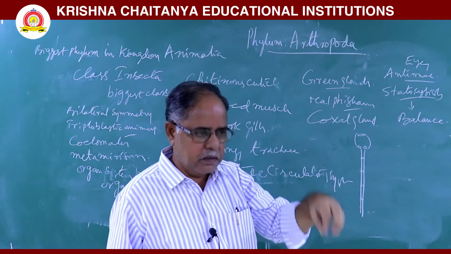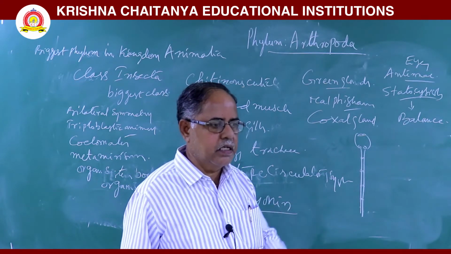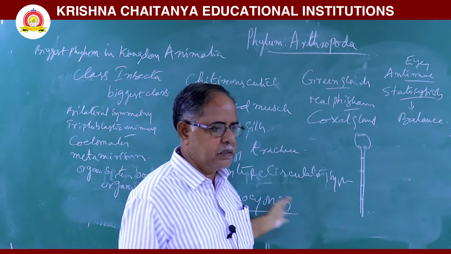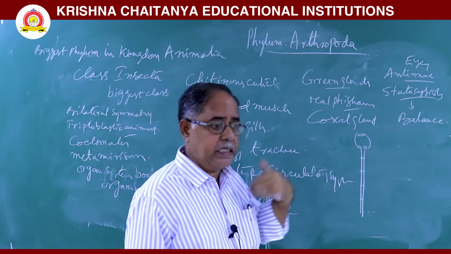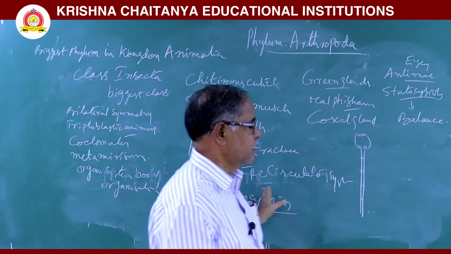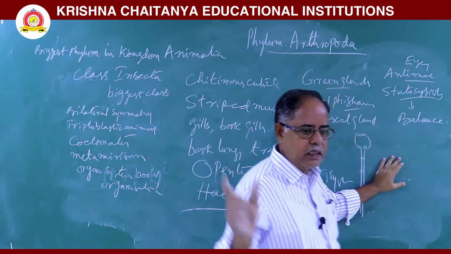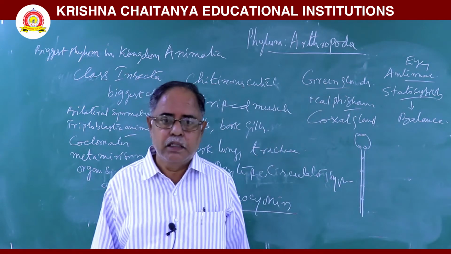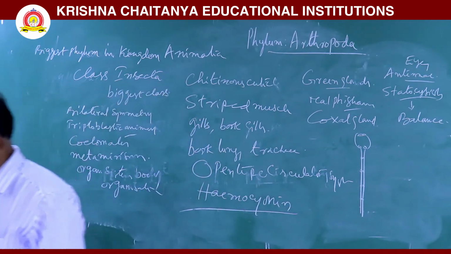In these animals, sexual reproduction occurs. These are dioecious, that means unisexual animals, male and females are separated. Internal fertilization occurs. Indirect development occurs during developmental stages. So many larval forms are seen. These larval forms undergo metamorphosis and the adult is formed. These are some characters of phylum Arthropoda.